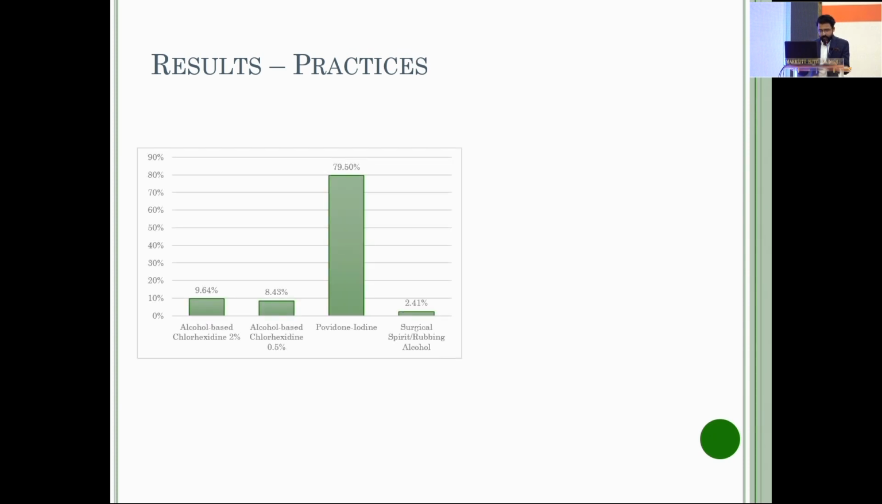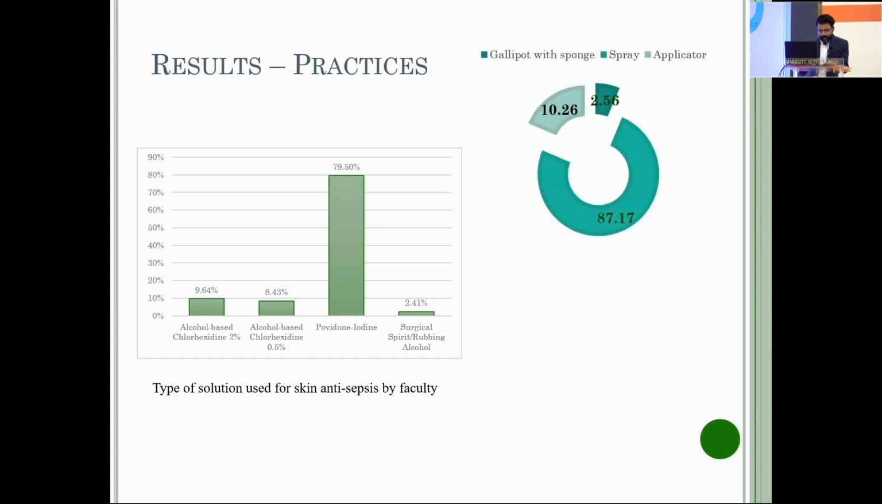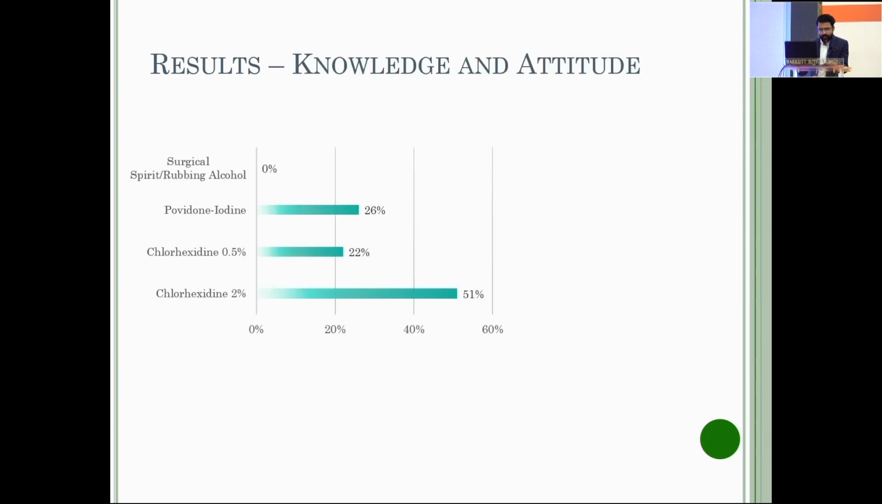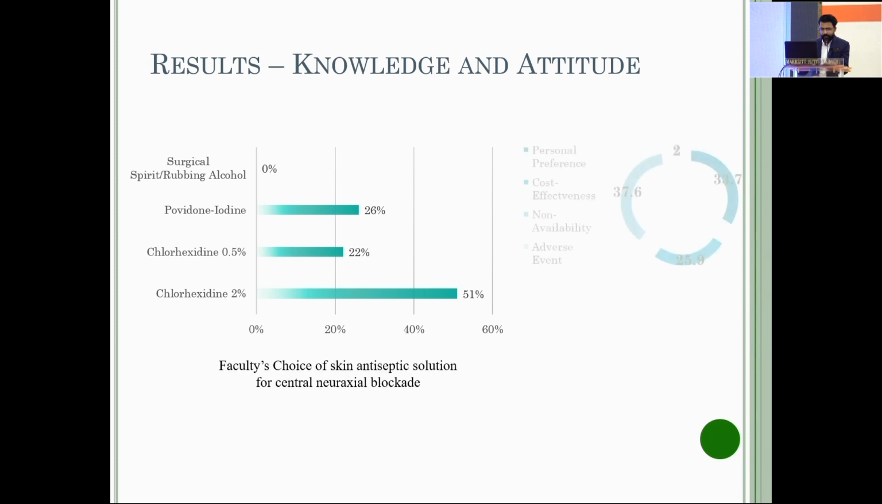The type of solution used predominantly was povidone iodine, at around 80%. Surgical spirit was barely used, by 3% of the anesthesia population. The application method, swab and gallipot, was prevalent at 87%, owing to the fact that povidone iodine is available in liquid bottle forms. Almost half of the population waited at least 2 minutes before wiping off the solution from the skin, a method recommended in the guidelines. The solution recommended by the anesthesiologists was, however, chlorhexidine 2%, at around 52%. The reason for opting for povidone iodine in their practice was either personal preference or the non-availability of the recommended solution.